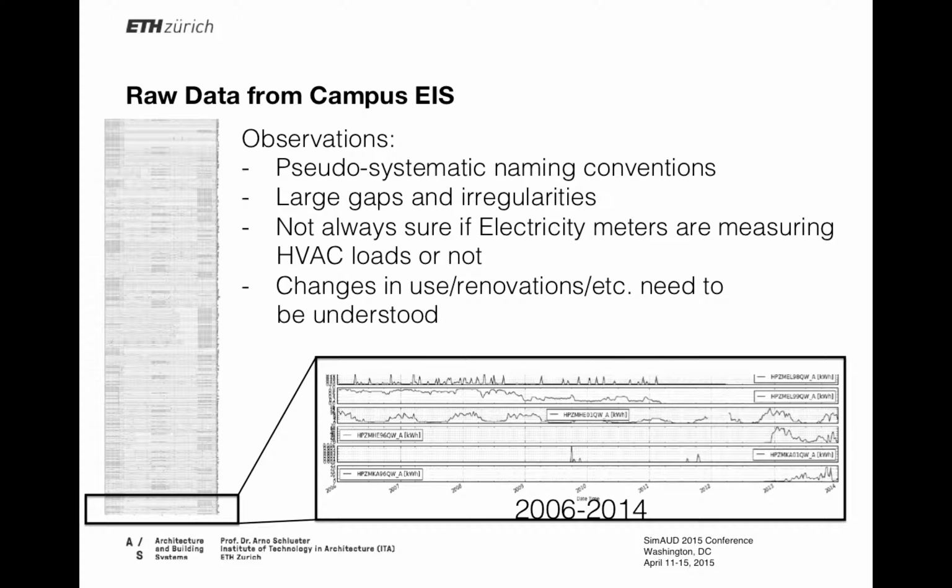Some of the observations: there's a pseudo-systematic naming convention, which allows me to understand where this data is being collected from. But there are large gaps and irregularities. I'm not really sure which electricity meters include HVAC loads or not. And there are a lot of changes over time on this campus that I'm not aware of. Really digging into all of this information and understanding this data set is going to take a lot of effort when there are this many data points. So it's interviews, walkthroughs, and discussions with the staff to really understand what these data points mean.